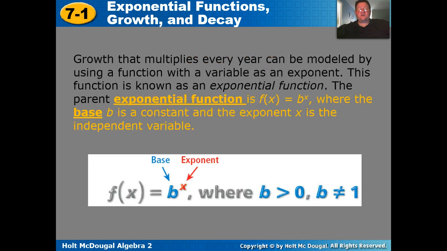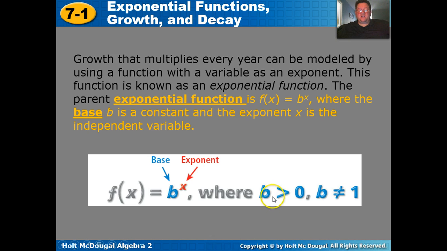Let's get started. Growth that multiplies every year can be modeled using a function with a variable as an exponent. This type of function is called an exponential function. And you can see it. It is basically f of x equals b, which is our base, that's another vocabulary word, with x as our exponent. So we've got two vocabulary terms right here. This is our basic formula.